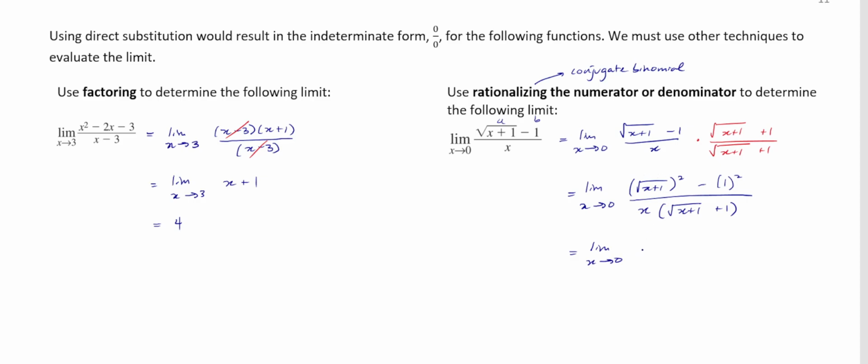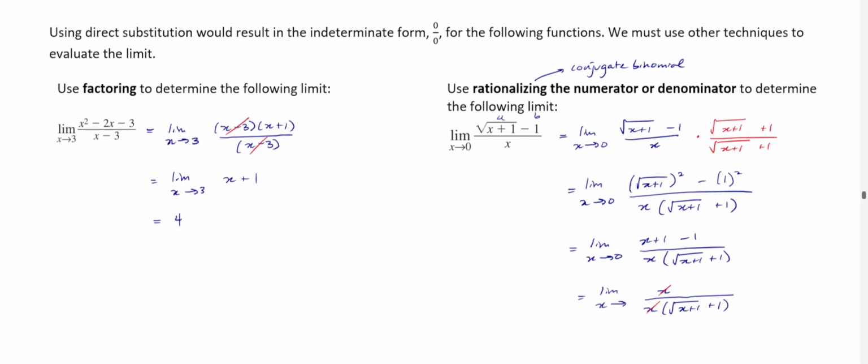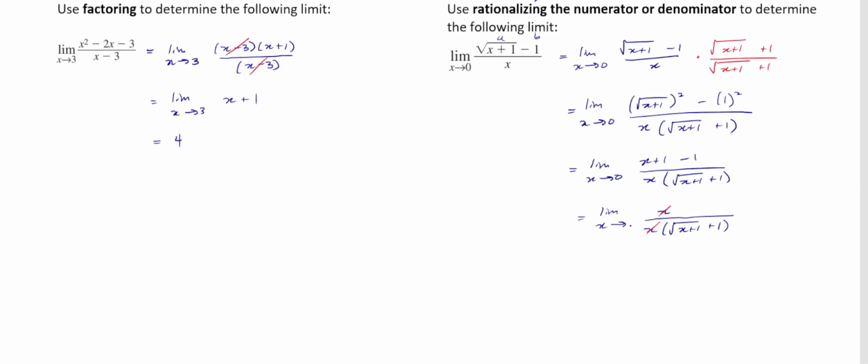This term right here simply becomes x plus 1. This term right here simply becomes minus 1, all over x bracket square root of x plus 1 plus 1. You can see that the numerator simplifies to x all over x times the square root of x plus 1 plus 1. These x's will cancel. Simplifies to 1. Sorry, I forgot the limit as x approaches 0 there. Okay.